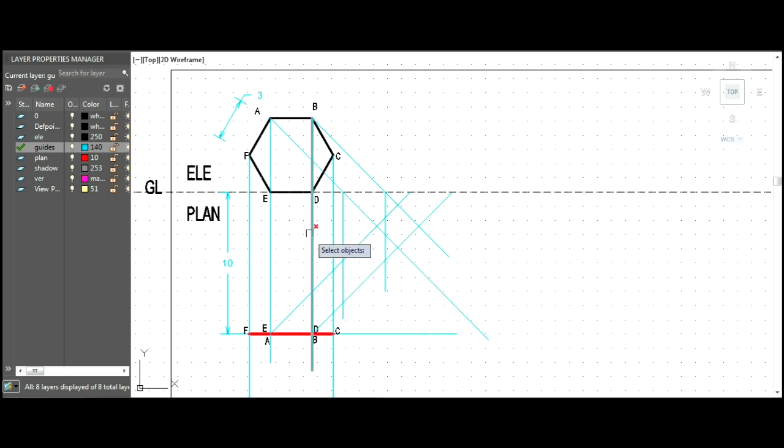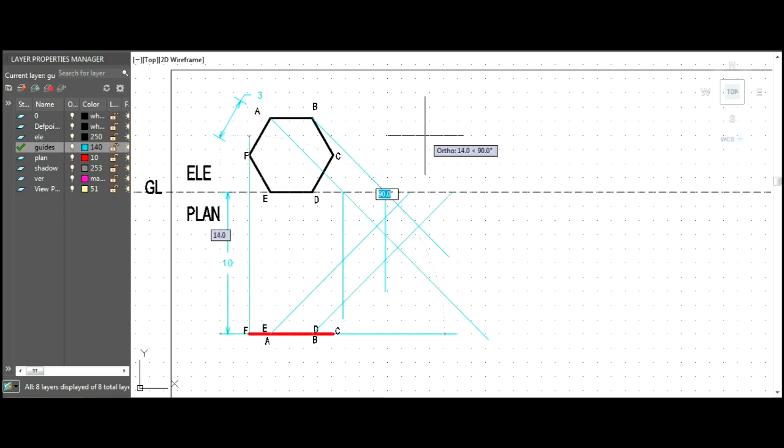Okay, so let me delete these orthographic lines that we had drawn to transfer the points so that the plan is a little cleaner. Okay, so these intersection points are A and B. Similarly, let us find where F and C lie.